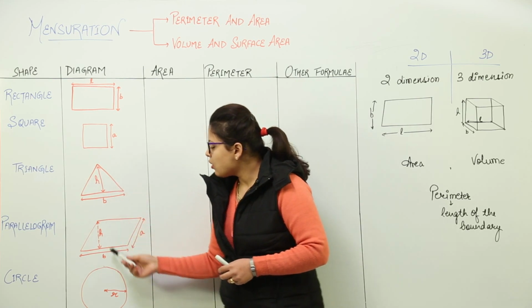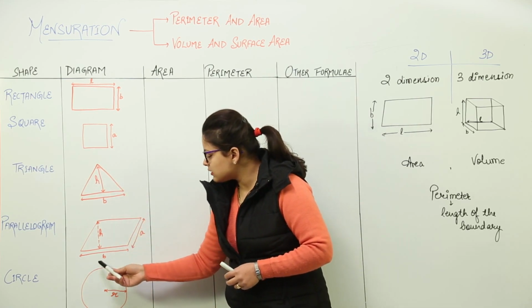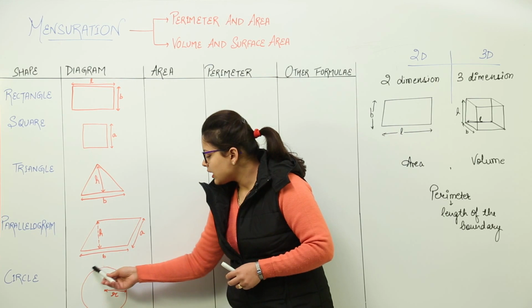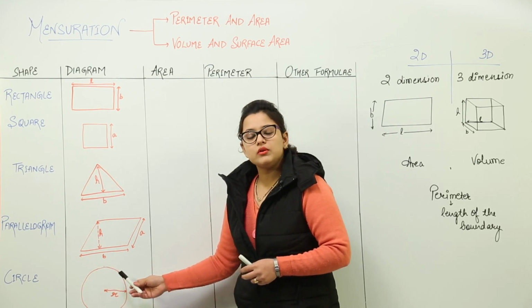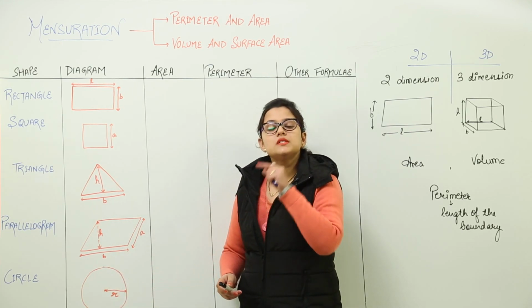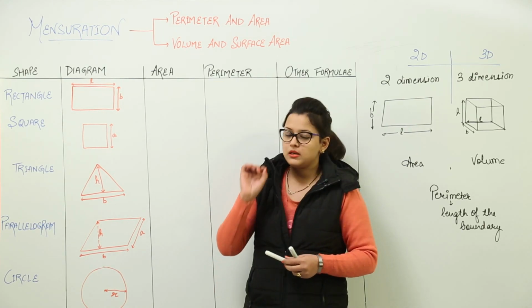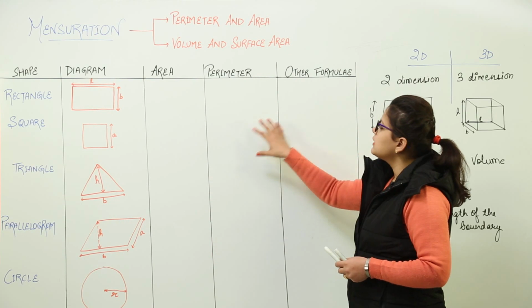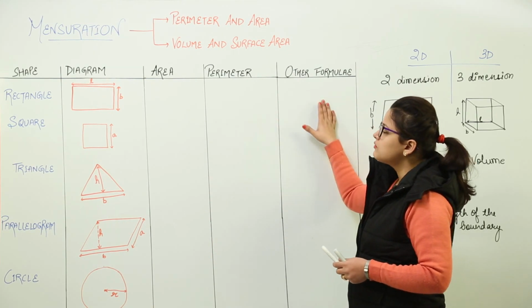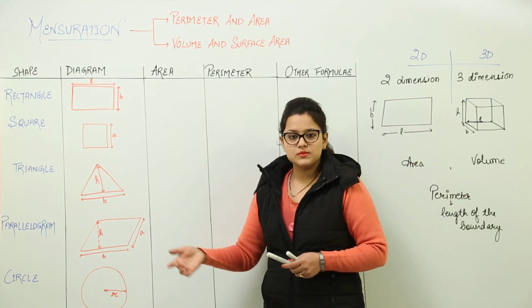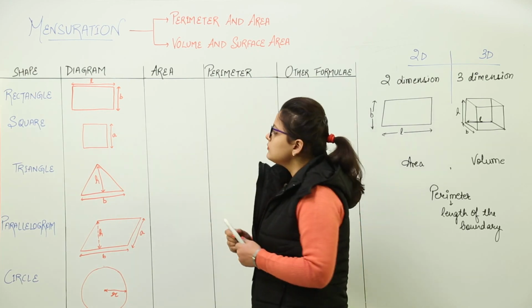Same goes in all the cases as well as in circle. You start from any point and you come back to the same point after traveling on its boundary. So how much distance you have traveled while walking on its boundary is your perimeter. Now we will be discussing the area, perimeter and other formulas for all the shapes that we would come across.